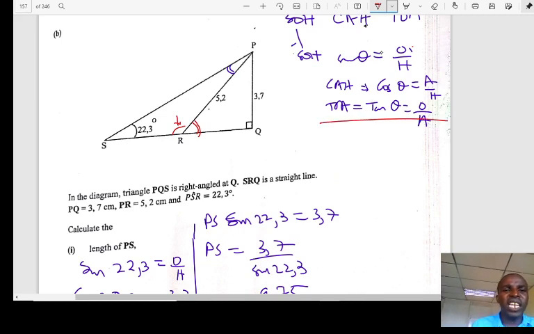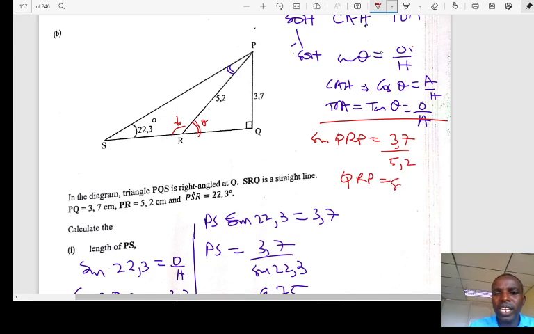So how can you find this angle? I can call it theta here, that angle QRP. We can use this right angle triangle QRP. So you have the opposite and the hypotenuse, so you can use sine. So you can say sine QRP equals opposite, which is 3.7, over hypotenuse, which is 5.2. Then QRP equals arc sine of 3.7 over 5.2.